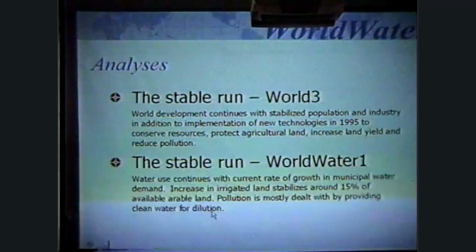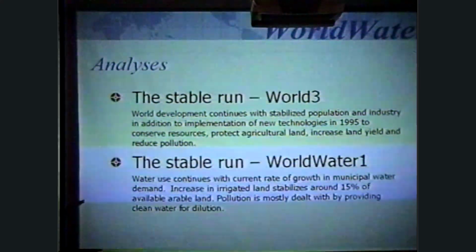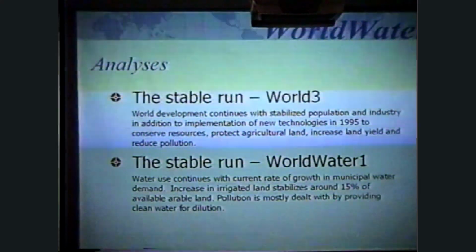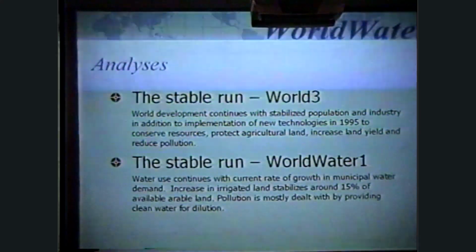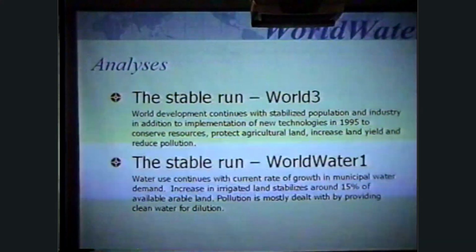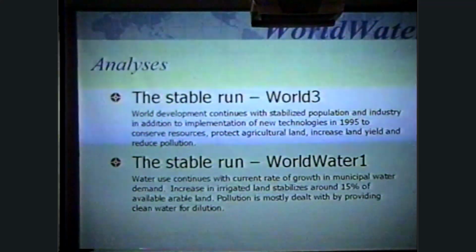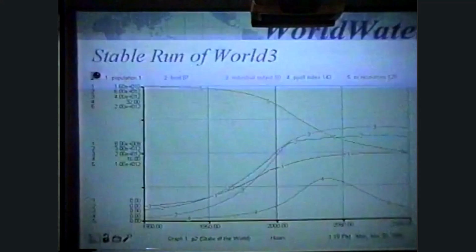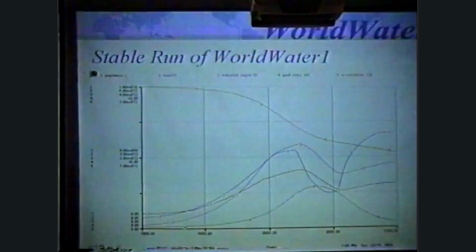Now, after running the World Three model, I wanted to see what are the consequences of introduction of the water sector and what the water is now going to do or is doing to these particular results obtained through the world model in original form. In this particular run, again, a certain set of conditions is followed. Water use continues with the current rate of growth in municipal water demand. The irrigated land stabilizes around 15% of available arable land, and pollution is mostly dealt with by providing clean water for dilution. Please try to remember this graph and see the change.